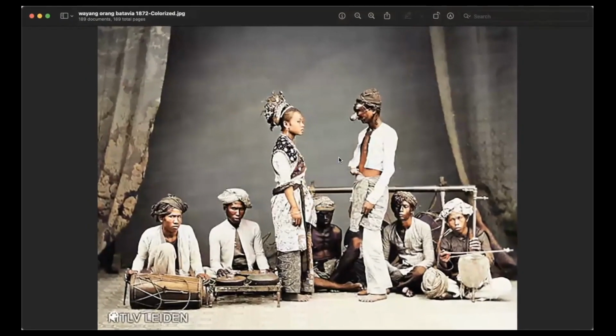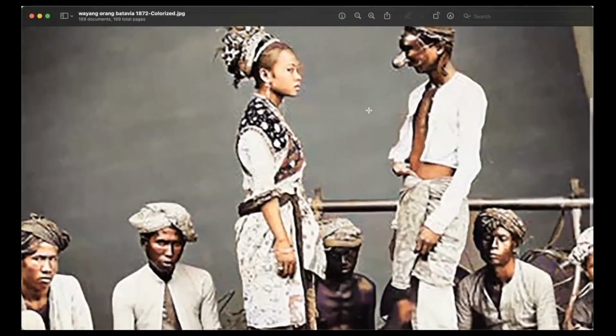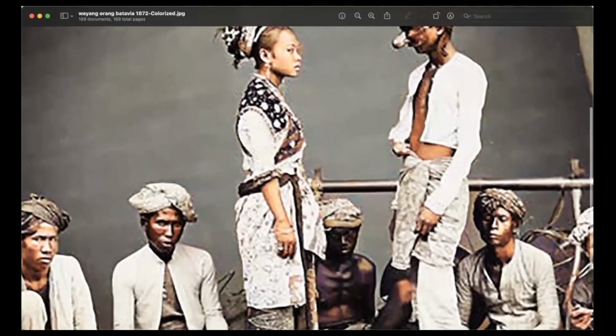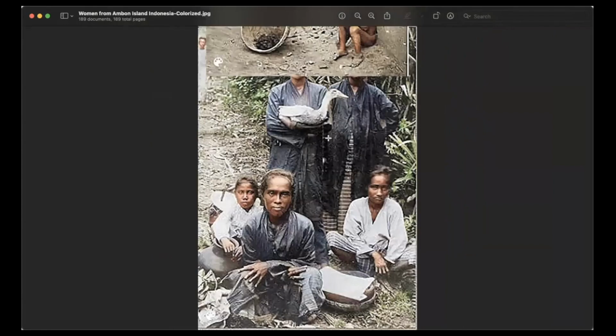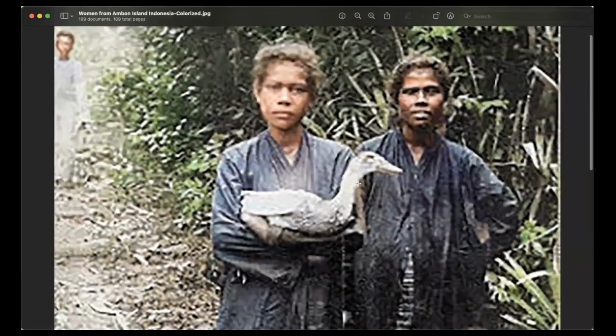The Wayang Orang in Java. These are Javanese. This is a theater performance, I believe. A lot of theater stuff here coming out of Java. I guess they were into that a lot. As you guys can see, all these people have a swarthy complexion, right? Here we have women from Ambon Island, Indonesia.